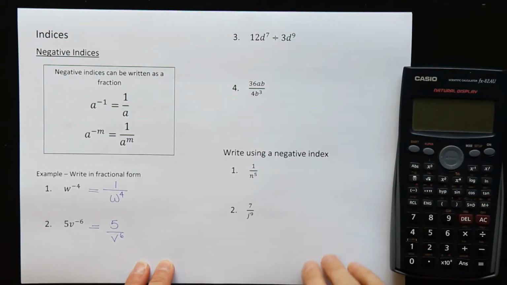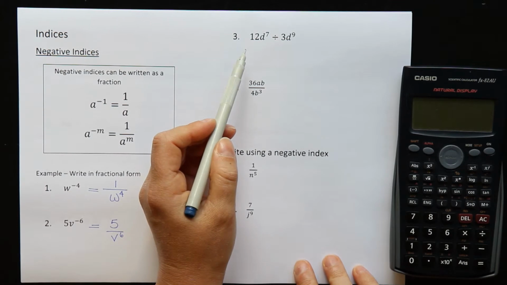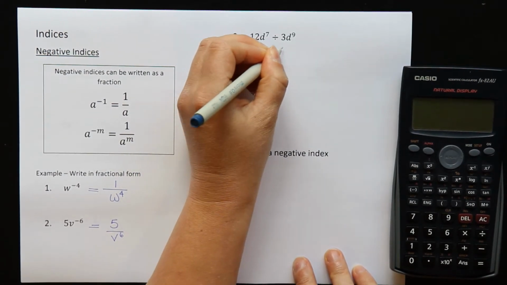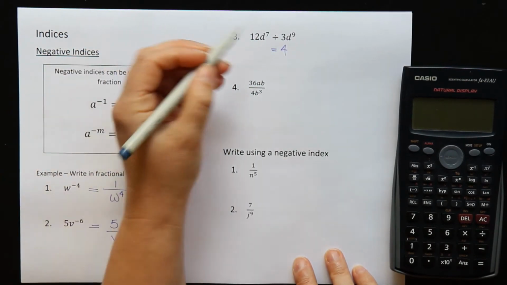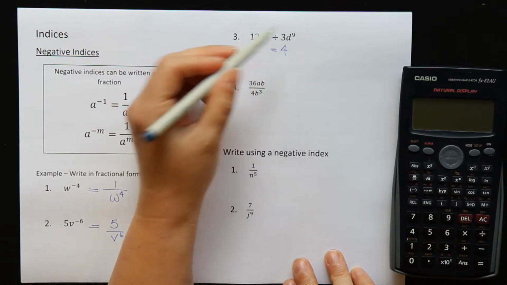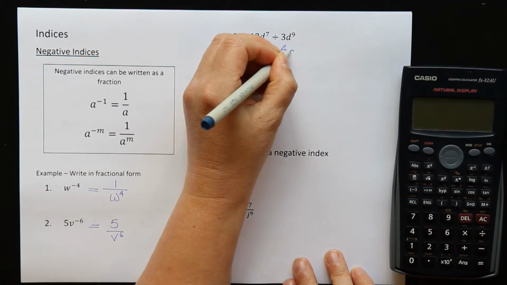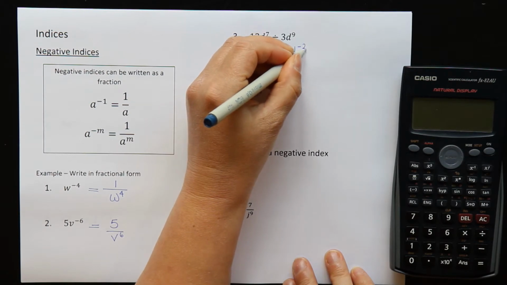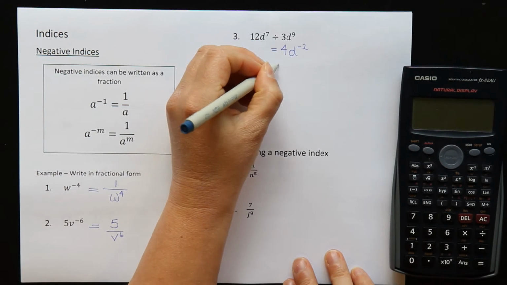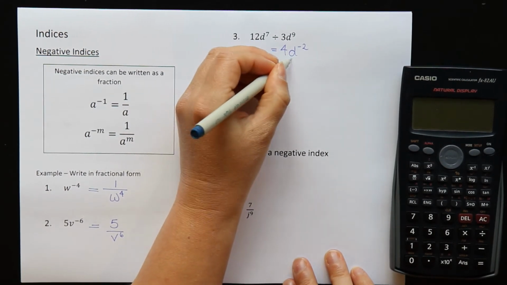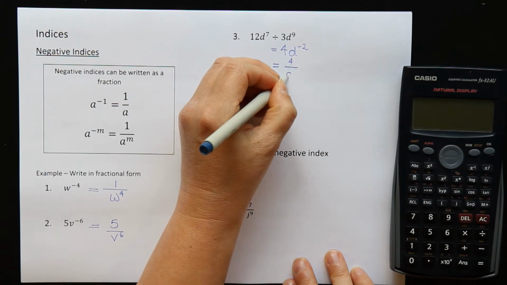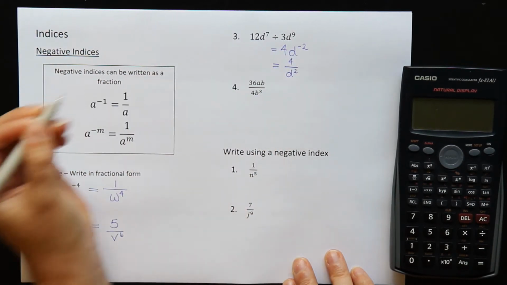Question 3, I want to do some dividing here. 12 divided by 3 is 4. And when we divide, we subtract the powers. So 7 minus 9 is minus 2, so it's d to the power of minus 2. But we want to write our answer in fractional form, so I can rewrite that. The 4 is going to go to the top, and the d will go to the bottom, and we'll get a positive power of 2.